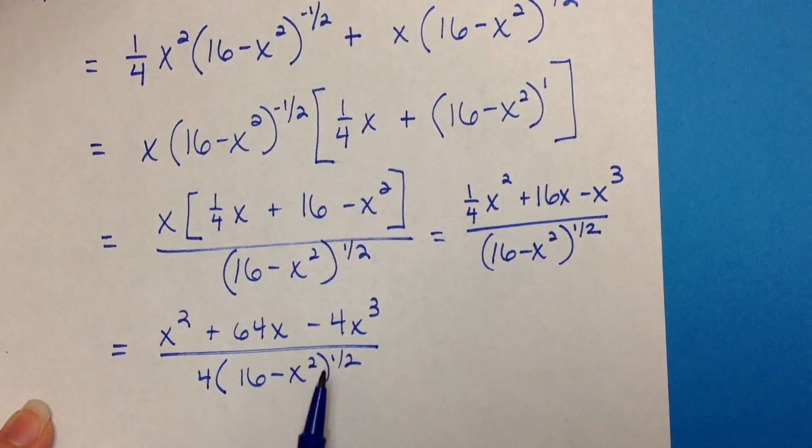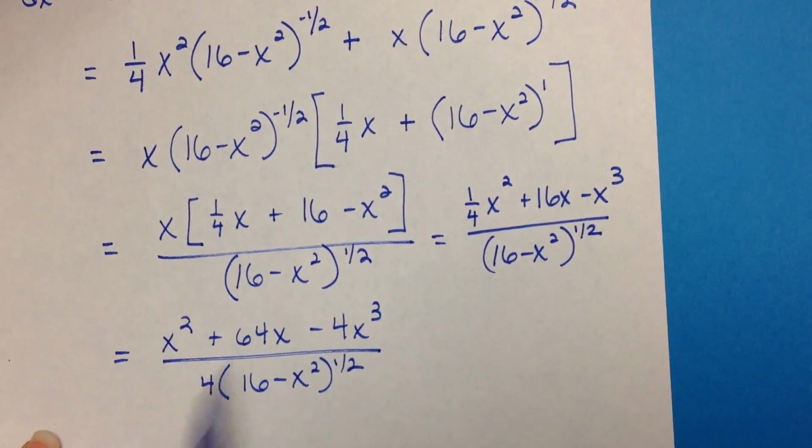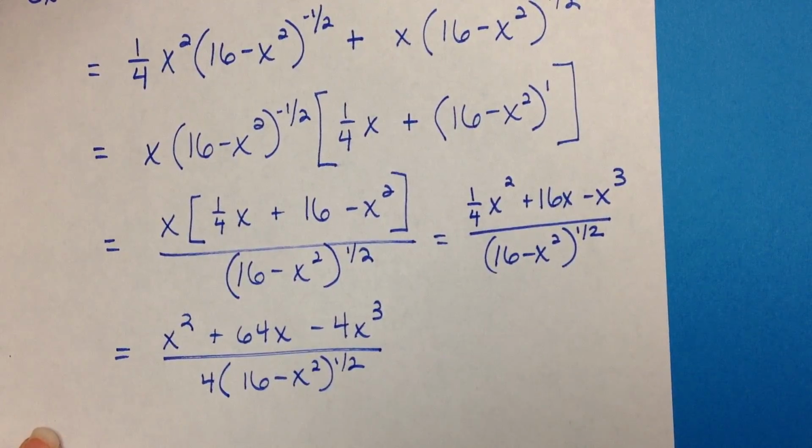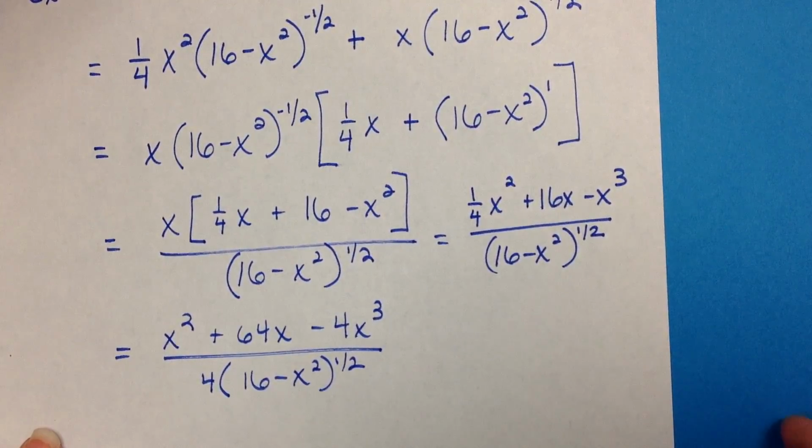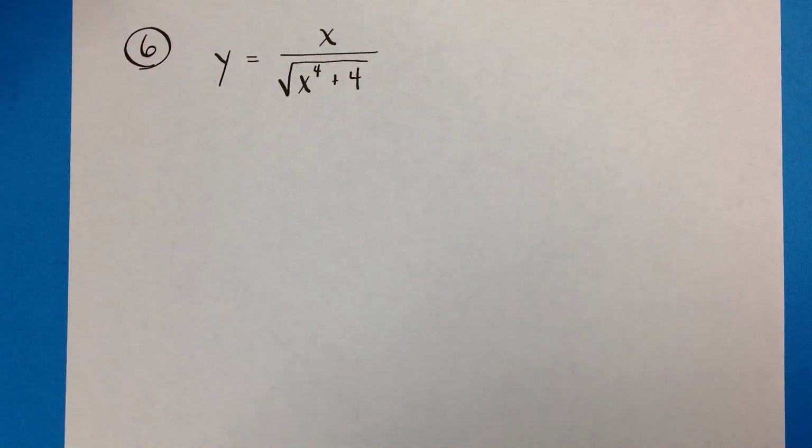Now I'm sure the answer in the book would write this in descending order and have this term first. This term, and then this term. But that would be fine leaving it there. Okay, next one.